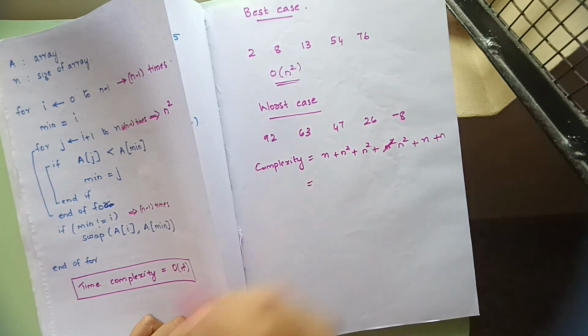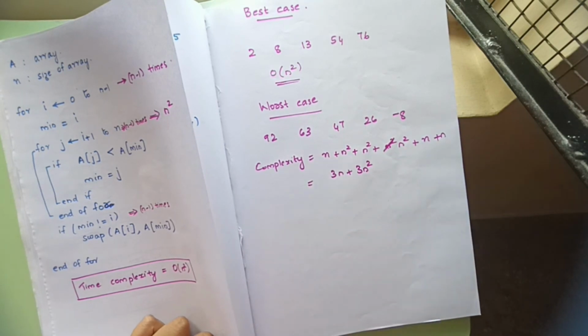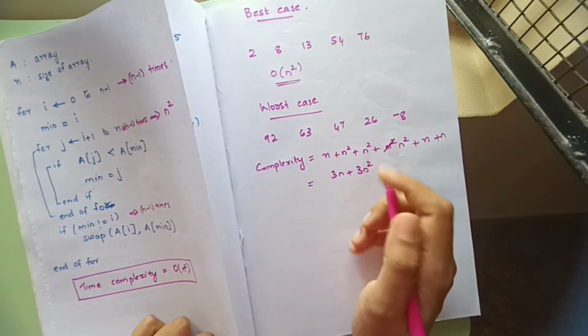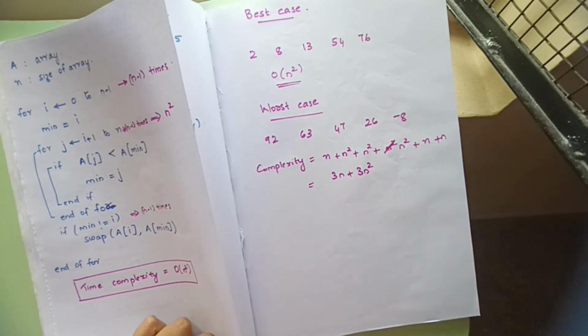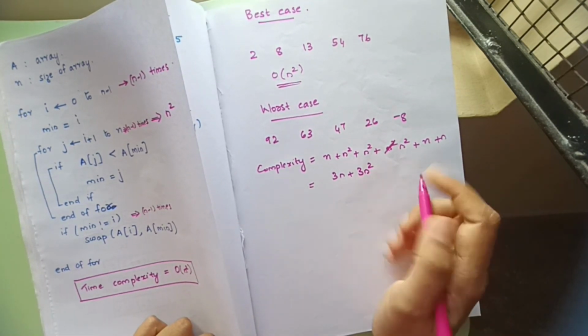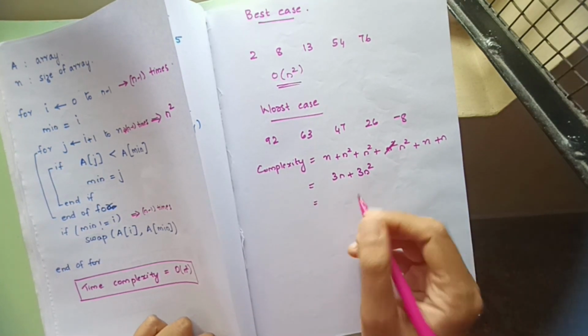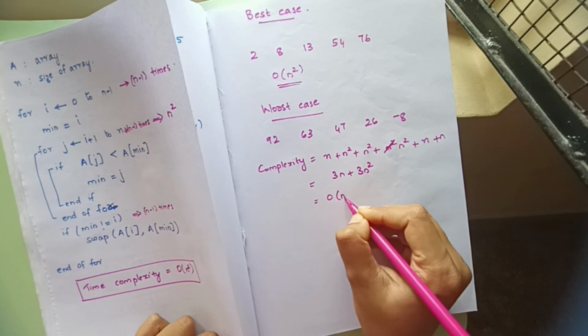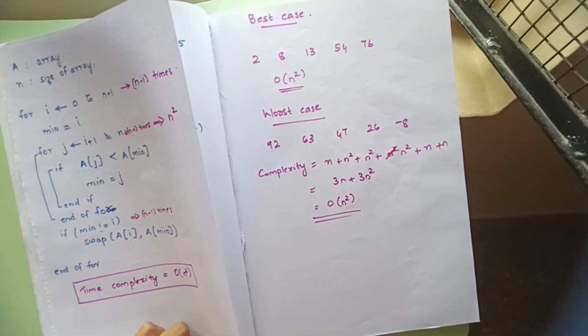So this is the complexity, which is 3n plus 3n square. And usually when you are considering the complexity, if it is 3n, we will take it as n. So here the greatest complexity, when we are writing it as an order, we can simply write it as order of n square. So for worst case also the time complexity is order of n square.